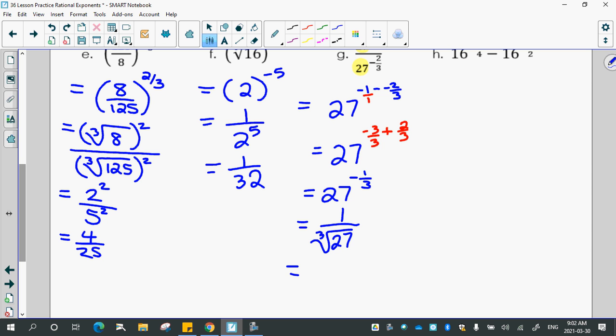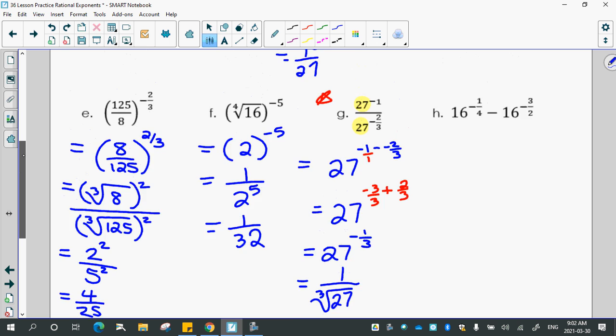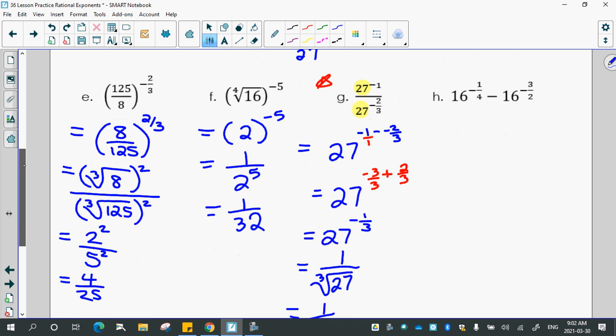Which would be 1/3. So there's an example where we had the same base that we were dividing, so we could use an exponent rule. Here we have the same base, but we're subtracting, so we can't use an exponent rule. Okay? We have to do them each individually. So this is using dividing powers with same base.